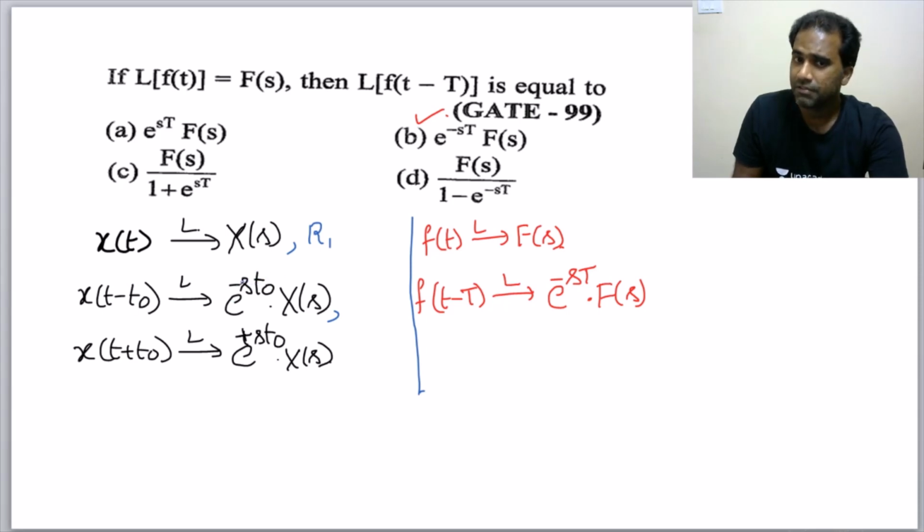Then if you put t equal to minus infinity, then minus of minus infinity becomes plus infinity, e power plus infinity becomes infinity. So because of time shifting, at s equal to minus infinity, the Laplace transform is becoming infinity. If for a particular value of s the Laplace transform is becoming infinity, that particular value should not be part of the ROC.